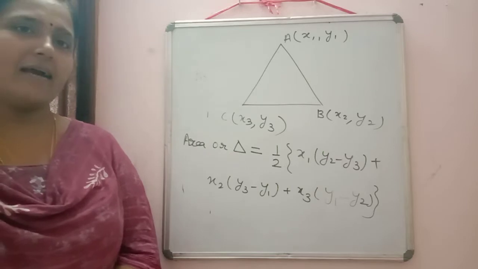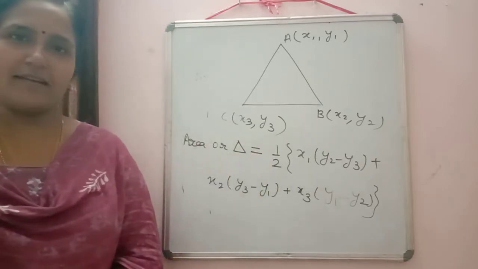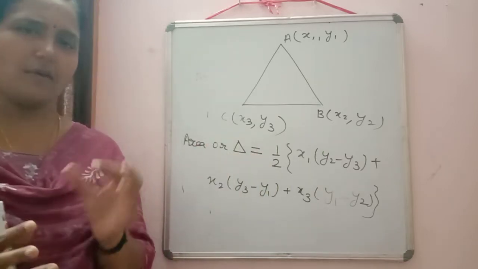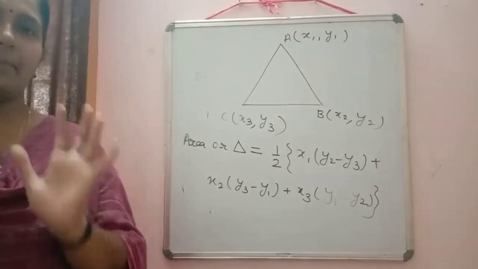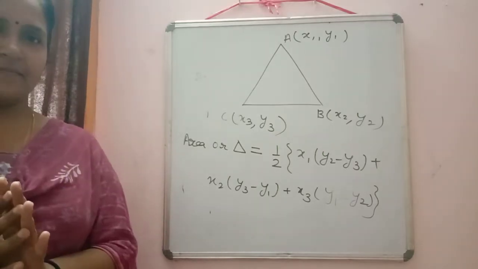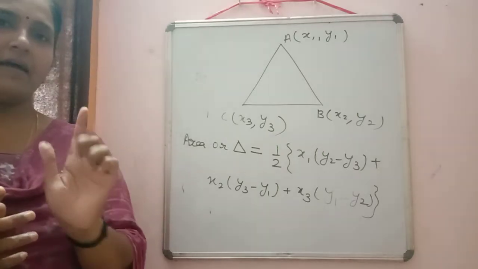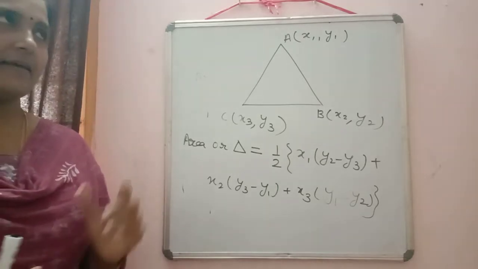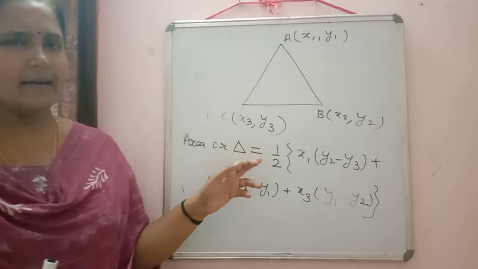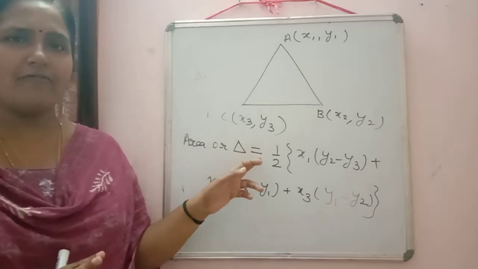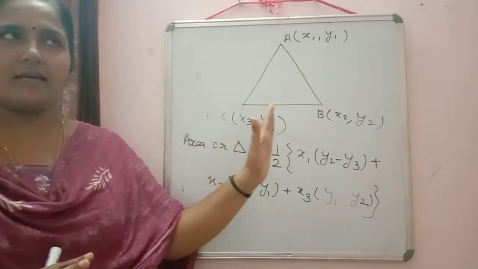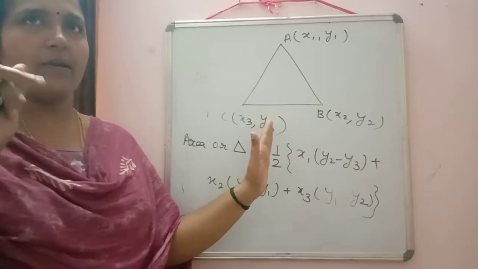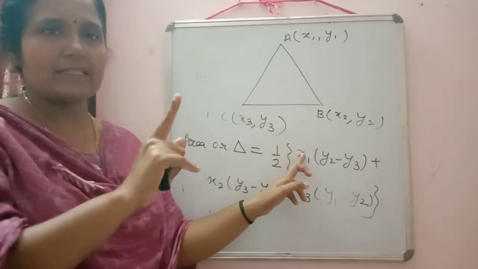Now we'll check how we can learn this formula. To learn this formula only one trick is there. Just remember 1, 2, 3. Now I will tell you how we can learn this formula. Half we already know, in area of triangle half is coming, so we write half. Now next remember 1, 2, 3. So first we will write x1.